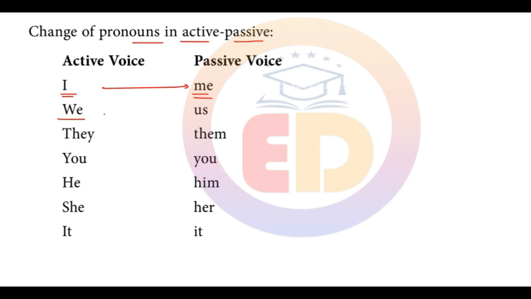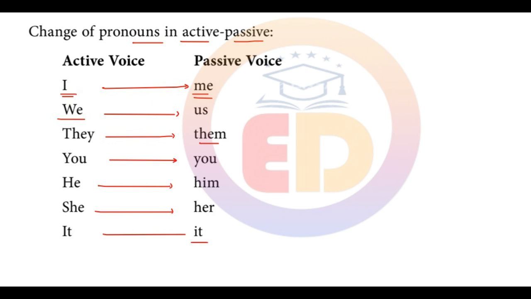We will be converted to us. They will be converted to them. You will remain same. He will be converted to him in the passive voice. She is converted to her in the passive voice. It remains the same. Very important to learn them when converting the active voice to passive voice. If the subject is the pronoun form, then the pronoun form will be taken in the passive voice as the object form.